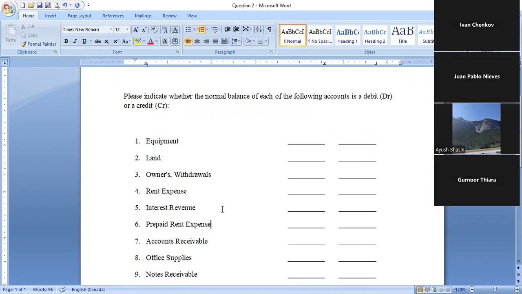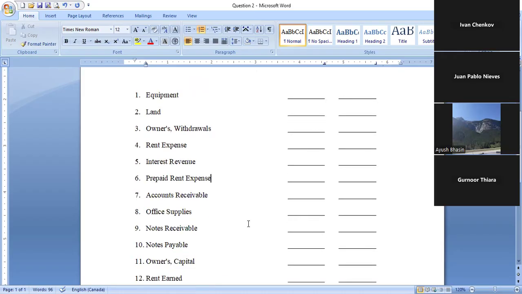Let's go with notes receivable. What kind of account is that? Asset account. Normal balance, debit. Notes payable: liability account, okay. Normal balance, credit.